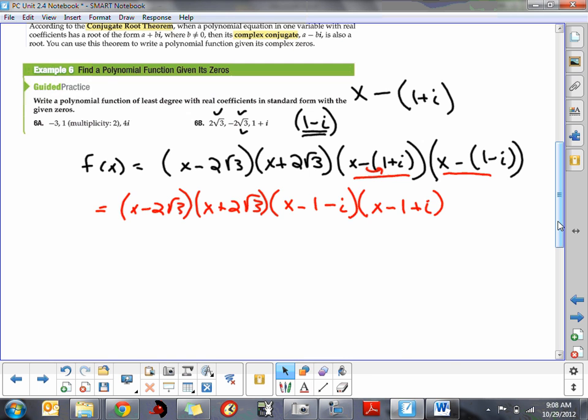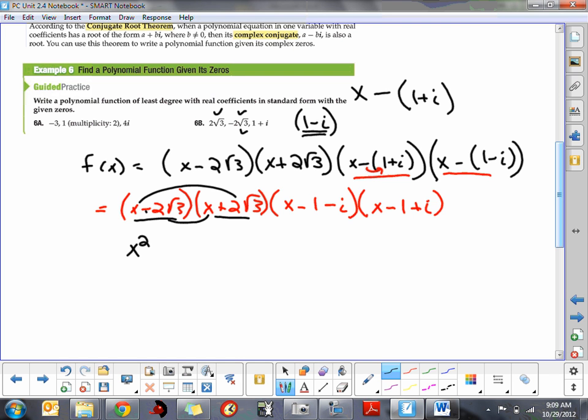I'm going to start multiplying these two binomials together. They're conjugates, so their outside and inside should cancel, so we're going to have x squared. The outside and inside will cancel. We're going to have a negative times positive, which is negative. 2 times 2 is 4. And then the square root of 3 times the square root of 3 is 3, so it's really 4 times 3, which is 12. So those just give me x squared minus 12.